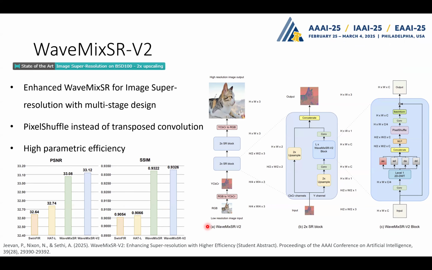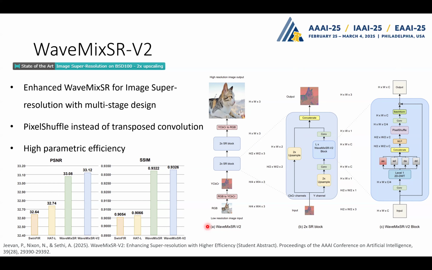WaveMix V2 is an extension of WaveMix. One of the major parameter heavy operations in WaveMix is the upsampling block, because WaveMix is self-similar. WaveMix needs the input and the output of each block to be of the same shape, similar to how transformers process inputs. After the Haar wavelet compresses the feature resolution by half, we always use a transpose convolution layer to resize it back before it is sent out of the WaveMix block.